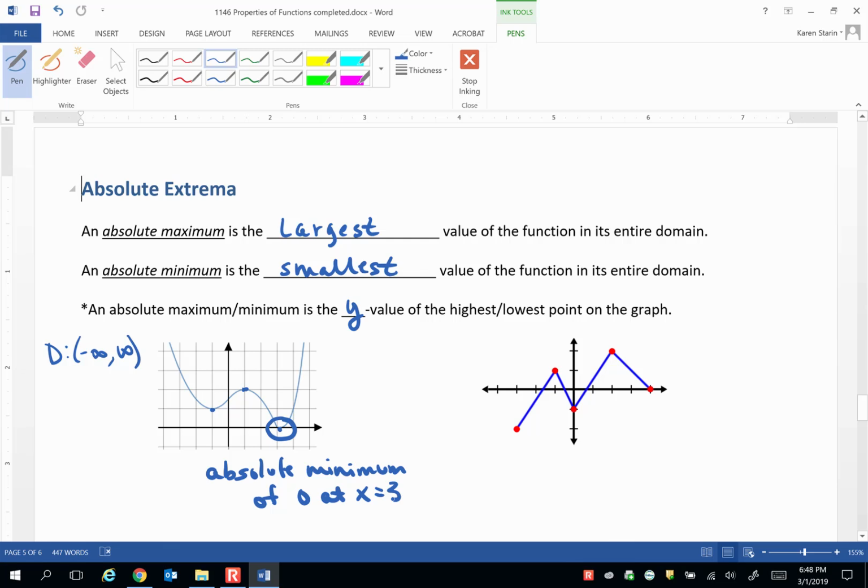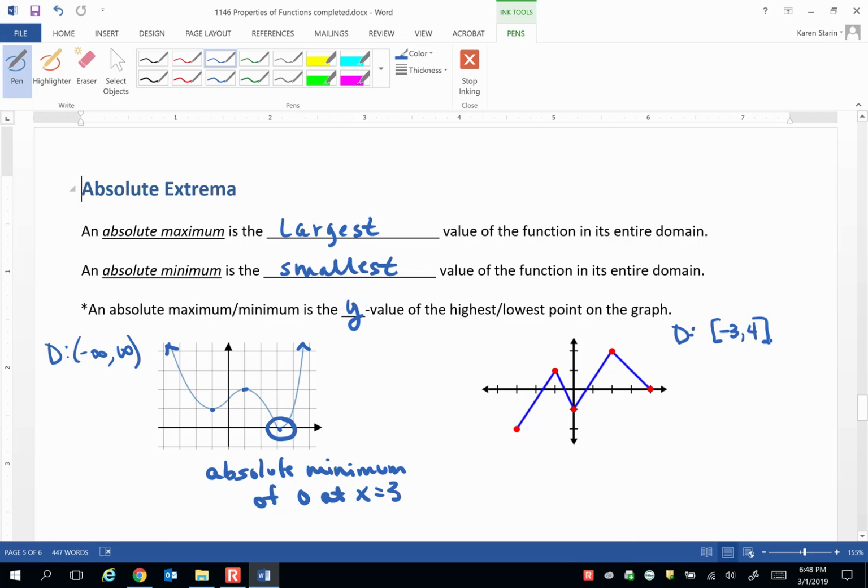There is no absolute maximum because this graph, both towards negative infinity and towards positive infinity, the y values go to infinity. Let's look at the piecewise graph to the right. Let's define the domain first. It goes from negative 3 to positive 4.